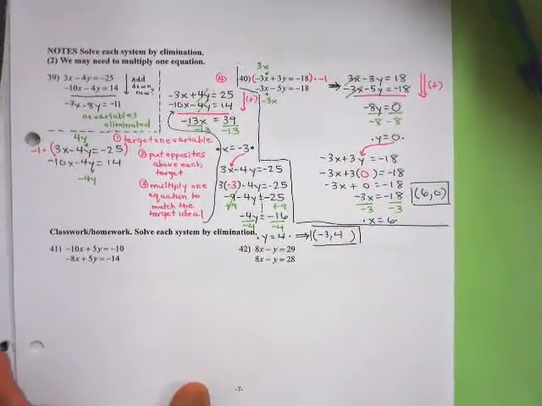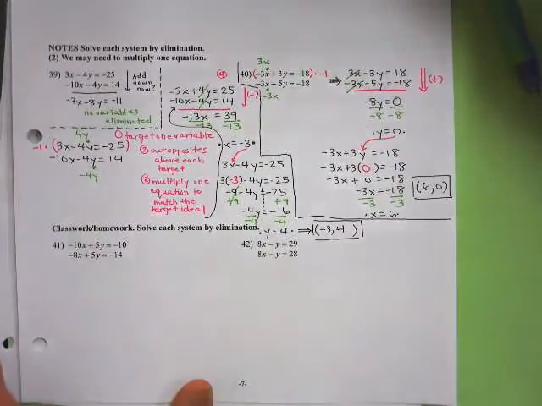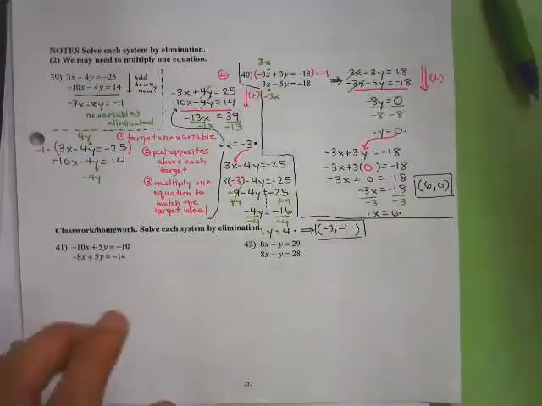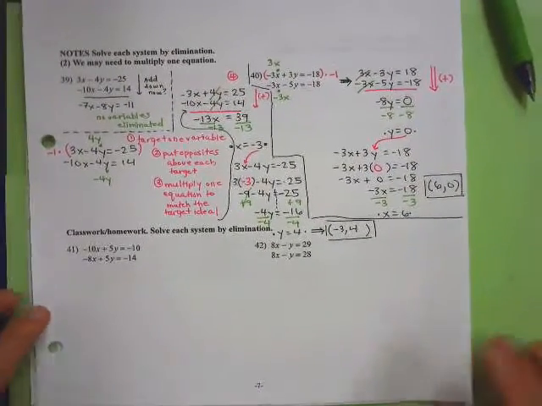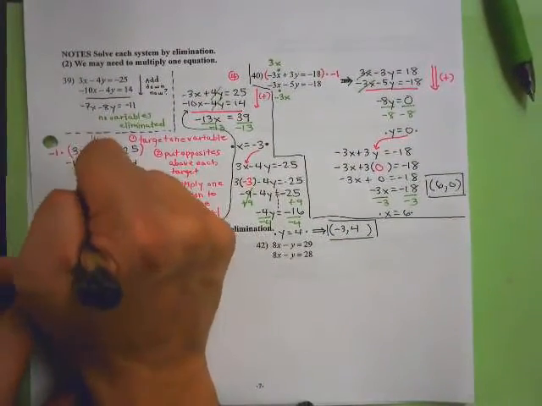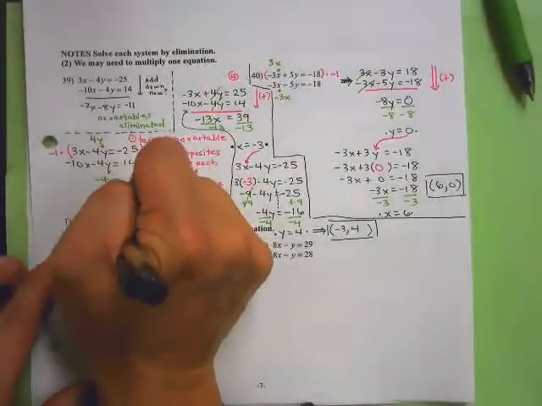Okay, classwork time right now. So 41, 42, 43, and I believe 44. So please do now. 41 to 44.